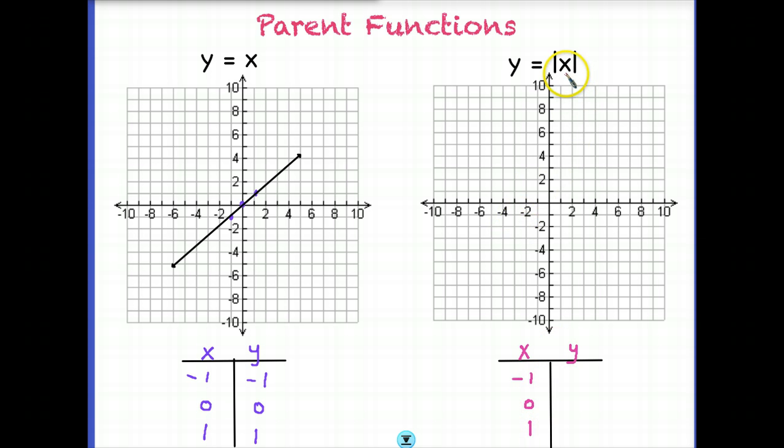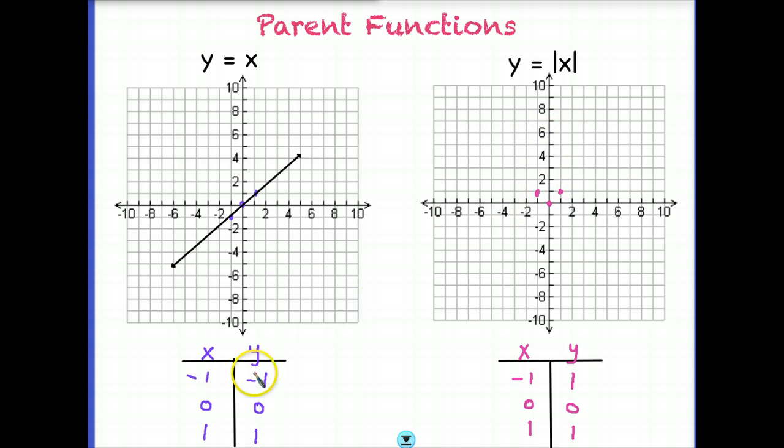If I put a -1 in here for x, well, the absolute value of any negative number is always going to be a positive number, so that will be 1. If I put a 0 in there, that's 0, and if I put a 1 in there, that's 1. Now let's see what kind of graph this makes. So for the first point, we have a -1 and an up 1. We're right here. Okay, and then my second point is 0, 0. That looks familiar. And my third point is over 1, up 1.